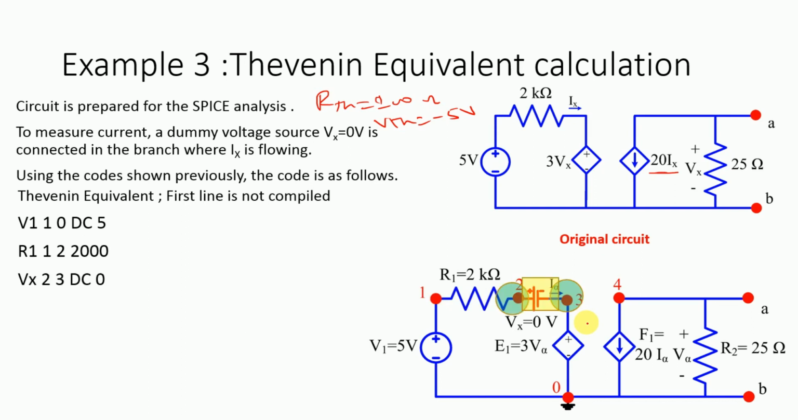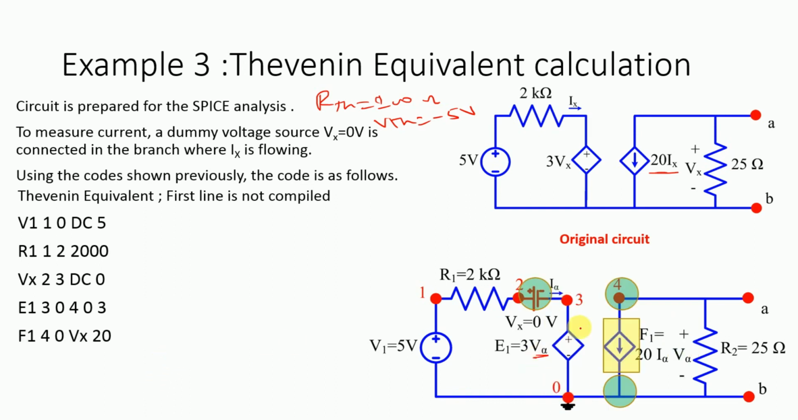Thereafter we model this dummy voltage source, which is actually measuring the branch current of this particular side. Then we model this dependent source. This is a voltage controlled voltage source, so it is designated with this E. It is connected between 3 and 0, and this V alpha is connected between 4 and 0. So I have highlighted all these particular nodes that are controlling this particular voltage V alpha.